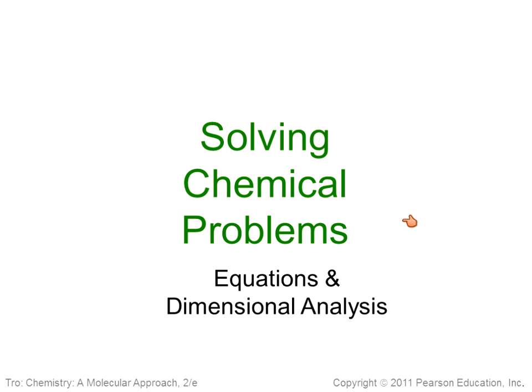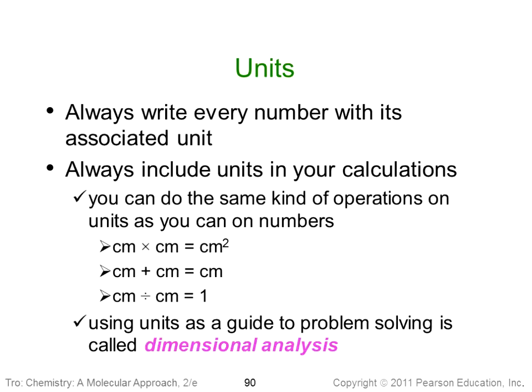from there. And solving chemical problems using dimensional analysis. Let's take a look. Note when I multiply 2 units, it becomes squared. If I add them, it still stays the same. If I divide the 2 units, they cancel and you get 1.